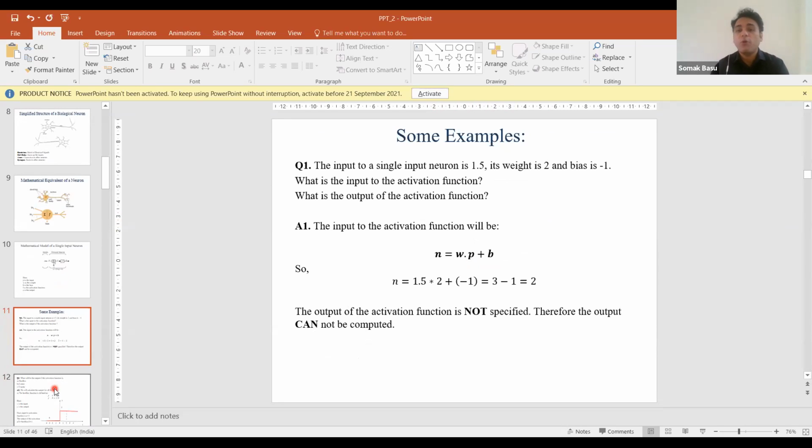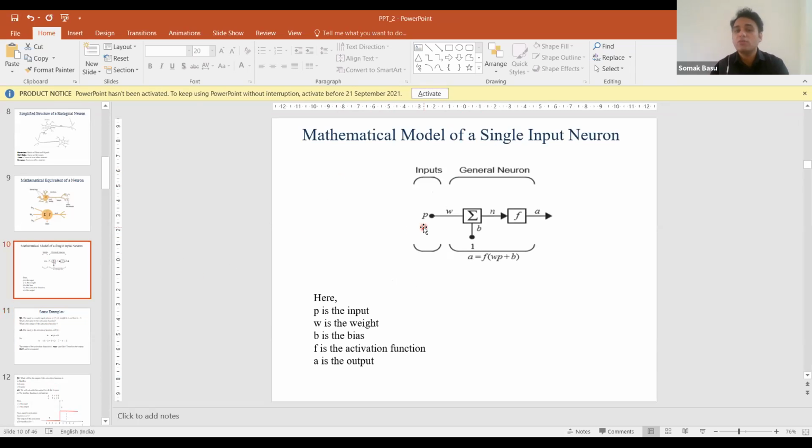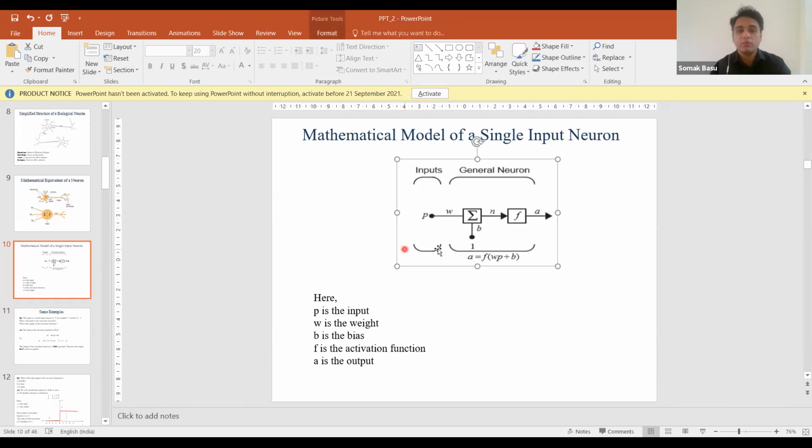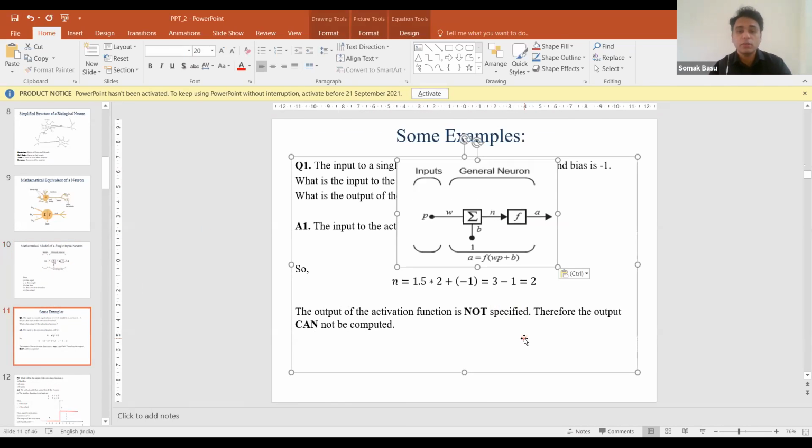By giving you some small examples, maybe you'll be able to visualize how a neural network actually works, how you can calculate the output of a neural net, and how the weights and the biases affect the output of the neural network. So let us take one small example. Let us say the input to a single input neuron is 1.5. So the value of P is 1.5. Then say the weight is 2 and the bias is -1. Okay. So I'll just copy this diagram so that you can actually relate to it.